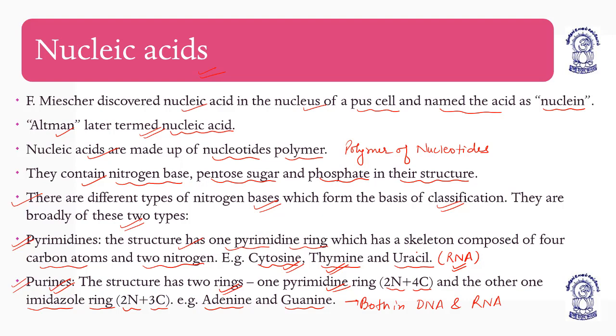So the pyrimidine has one ring with 4 carbon and 2 nitrogen, and the purines have two rings: the imidazole ring made up of 2 nitrogens and 3 carbon, and the pyrimidine ring, that is 2 nitrogen and 4 carbon atoms. Adenine and guanine are common in both DNA and RNA, and among the pyrimidines, in case of RNA uracil is present, while in case of DNA cytosine and thymine are present.